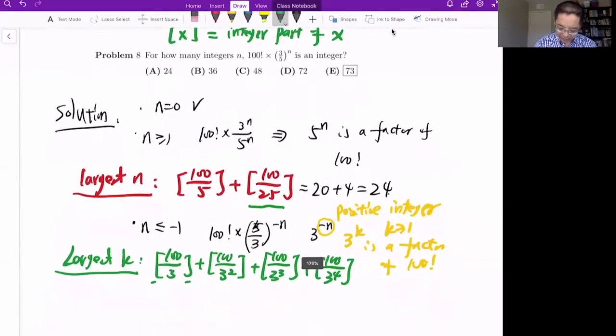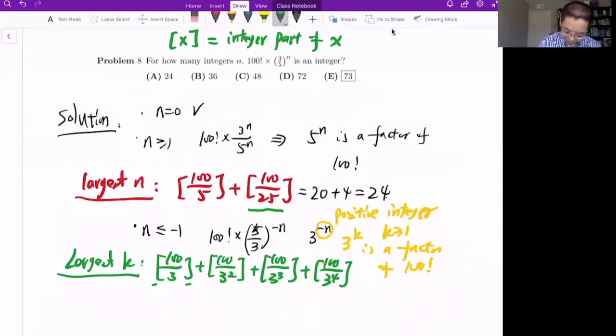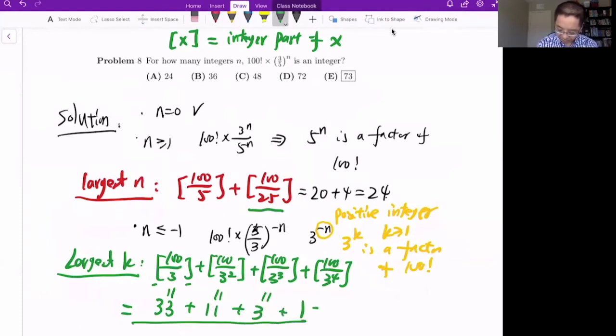Now let's add them together and see what we have. This one is 33, and this is 11. And this is 3, because it's 27. Plus the last one, 81, so it's 1. So this is 36 plus 12, which is 48.